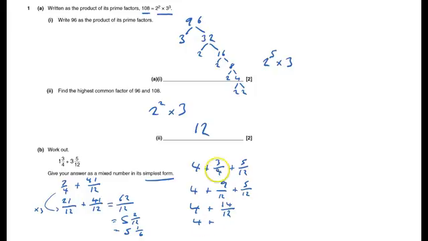which is 4 and 1 and 2 twelfths. 4 and 1 is 5, and 2 twelfths is a 6th. I get the same thing either way. Anyhow, that's done.